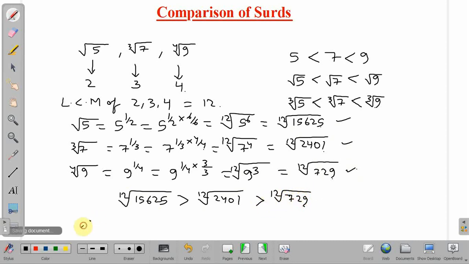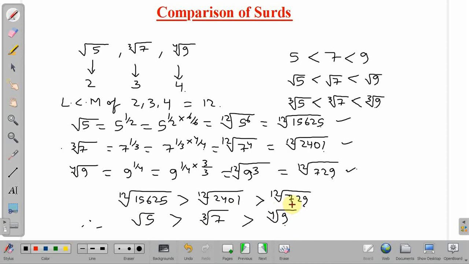Therefore, what is this number? Square root of 5. So square root of 5 is the largest, then 2401 means cube root of 7, and the smallest one will be fourth root of 9. So in this way we can easily tell which one is smallest and which one is largest.